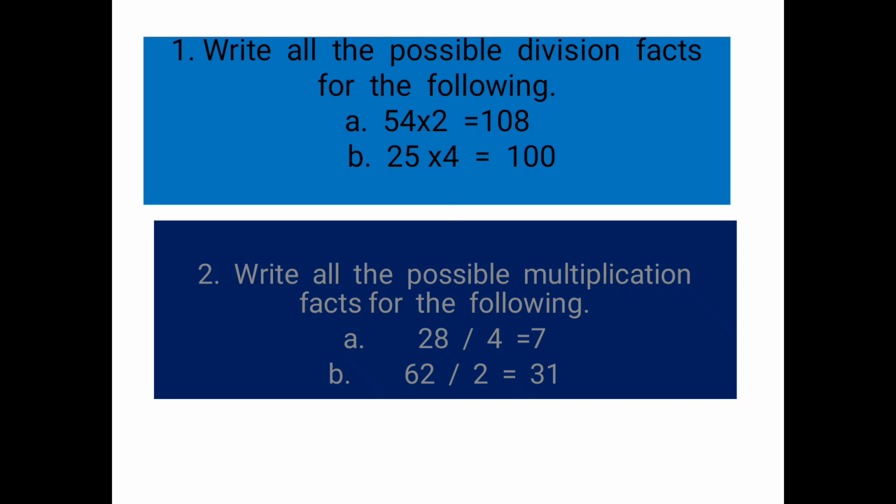Now, 2 questions are on your screen. In the first question, multiplication facts are given and you have to write division facts. And in the second question, division facts are given and you have to write multiplication facts. Okay, children? So try to do these questions.